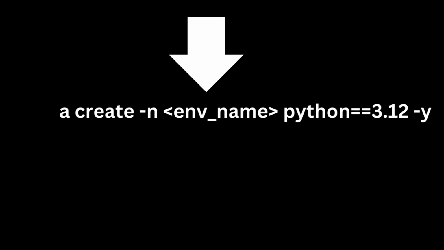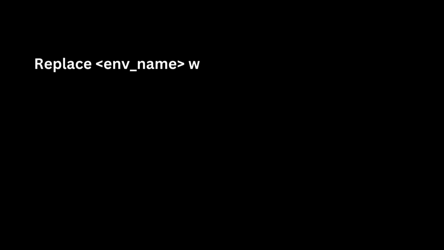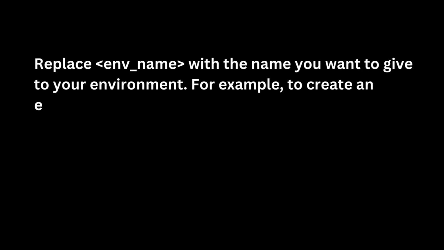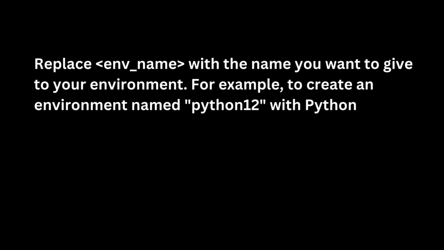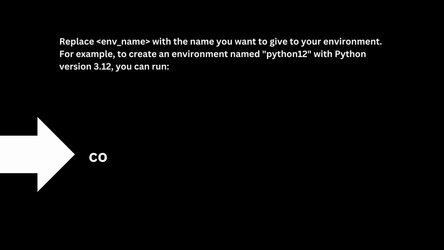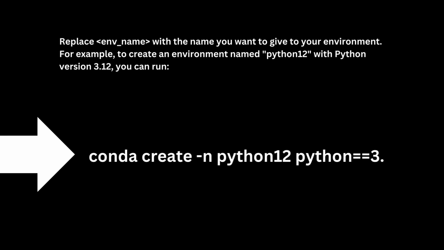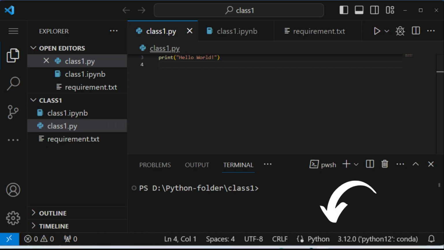conda create -n env_name python==3.12. Replace env_name with the name you want to give to your environment. For example, to create an environment named python12 with Python version 3.12, you can run conda create -n python12 python==3.12. This command will create a new environment and install Python 3.12 in it. You can choose any Python version you prefer.